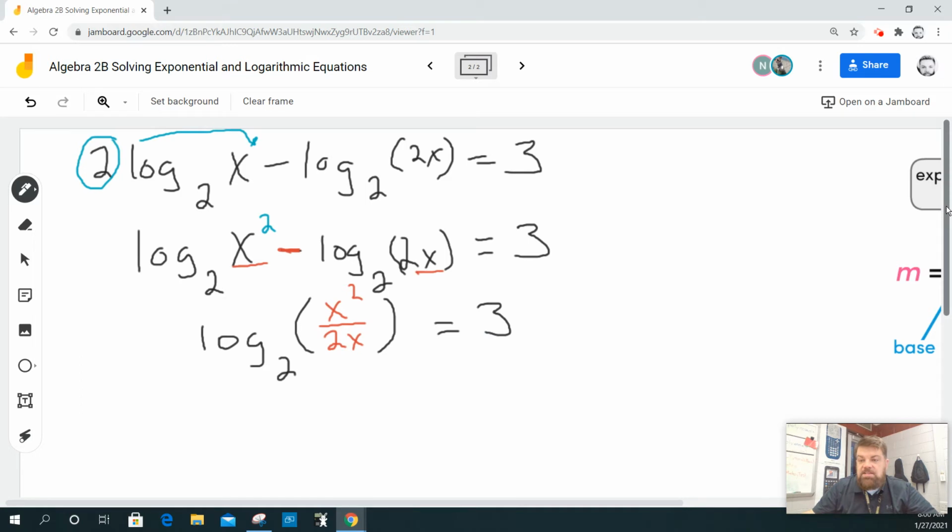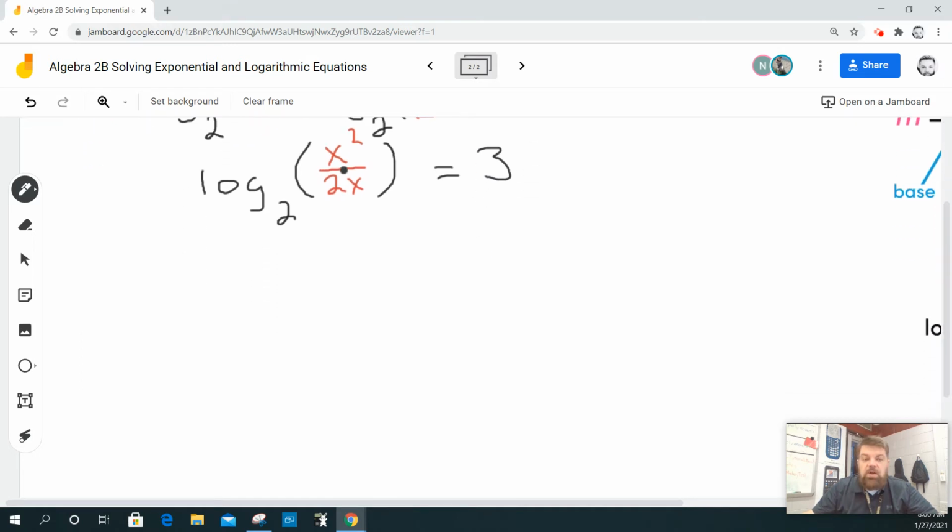Then in the next step, I'm going to reduce this fraction. So I'm just going to say this x is going to cancel with one of these x's. So I've got x over 2. Everything else is going to basically be the same. So this will be 3 and log base 2.